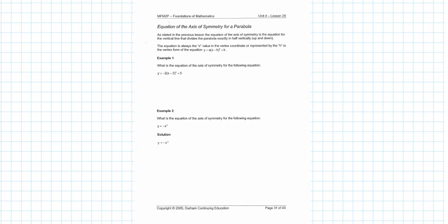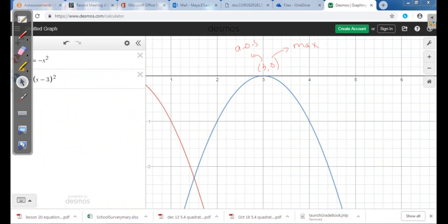What's your axis of symmetry for this one? X equals 3, yeah? Because if I'm going to draw the axis of symmetry, it's going to be right here, which is at x equals 3. And we said that the axis of symmetry is the same thing as the x part of your vertex, right? Perfect.